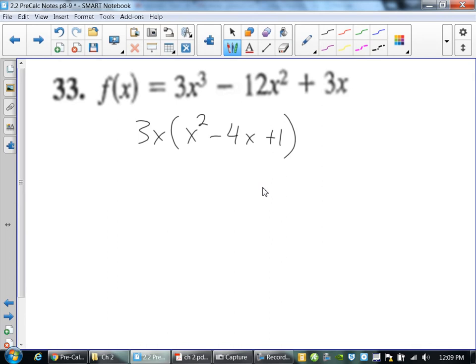If I use the quadratic formula, you remember that? The opposite of b plus or minus the square root of b squared minus 4ac, all over 2a.